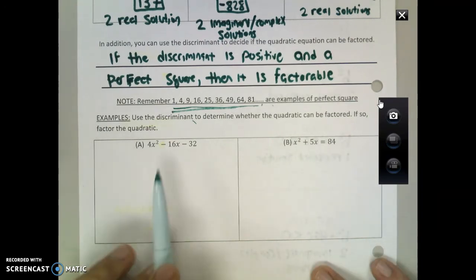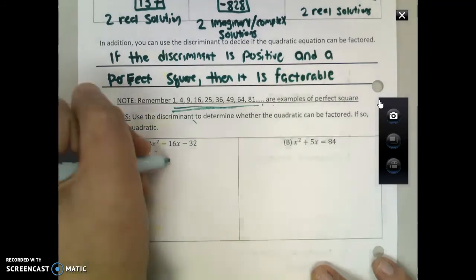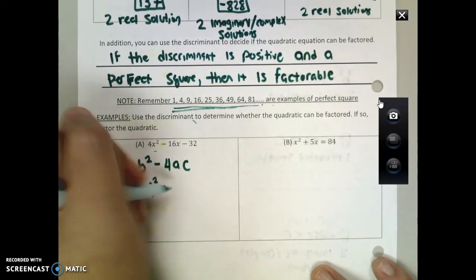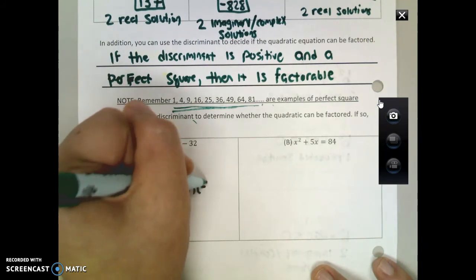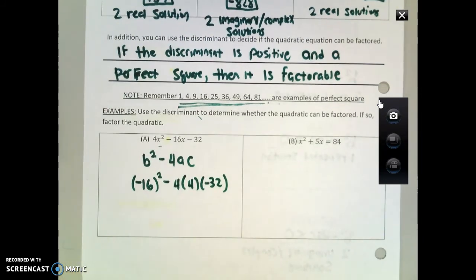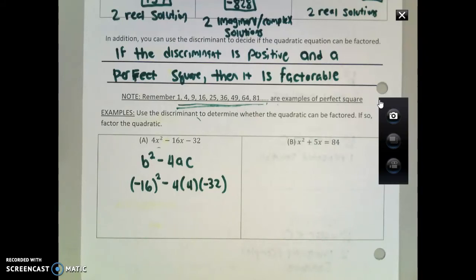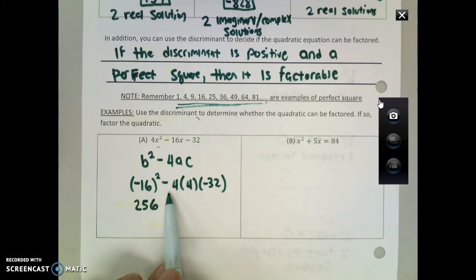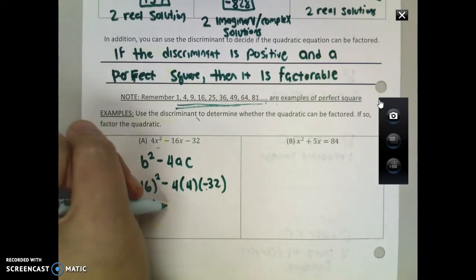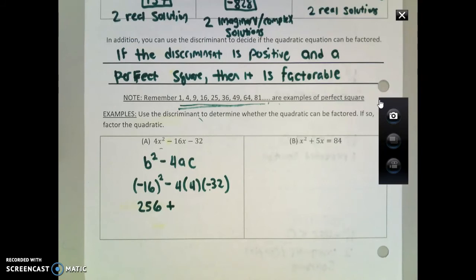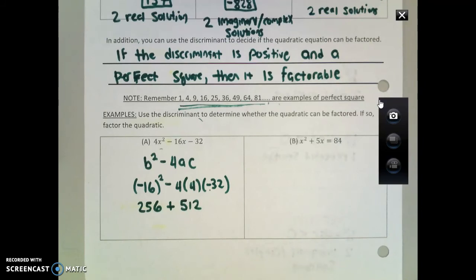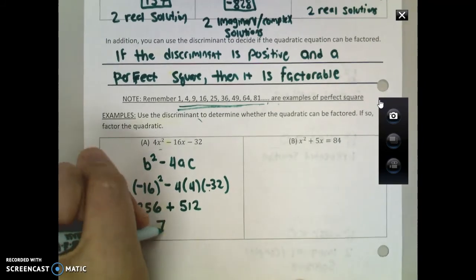The first one here, I have 4x squared minus 16x minus 32. Once again, the discriminant is just b squared minus 4ac. That means I have negative 16 squared minus 4 times 4 times negative 32. When solving this, I get 16 squared, which is 256. And then a negative and a negative, so this will be a positive 4 times 4 times 32. That's 512. When I add those two numbers together, I get 768.